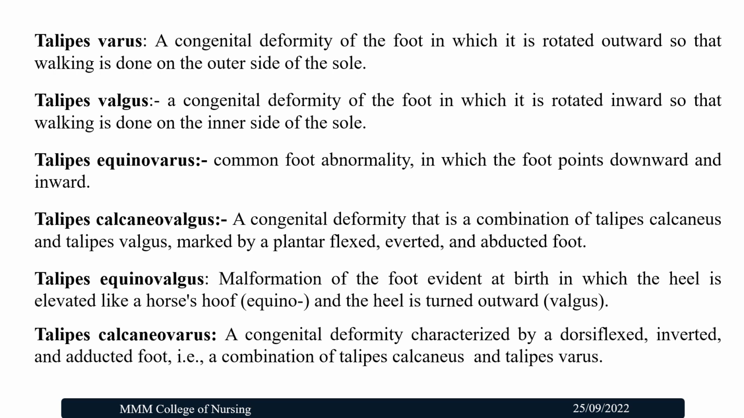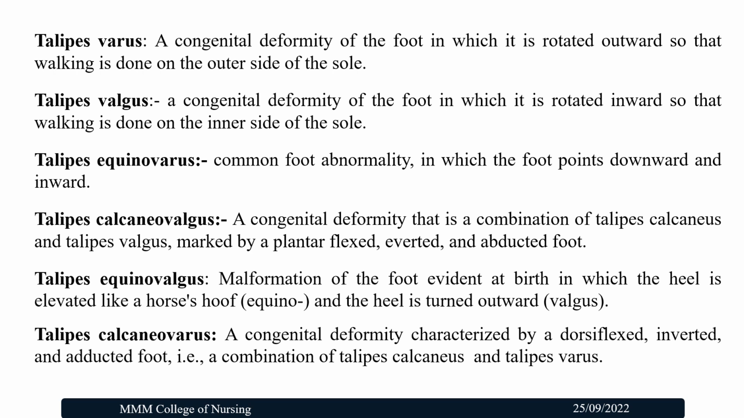First is Talipes varus. Varus represents that the foot is rotated outward so that walking is done on the outside of the sole. Moving on to Talipes valgus, here valgus represents that the foot is rotated inward so that walking is done on the inner side of the sole. Now, coming to Talipes equinovarus, it is also a common foot abnormality. The foot points downward and inward.